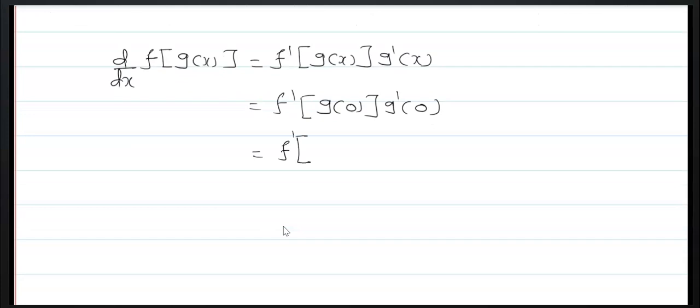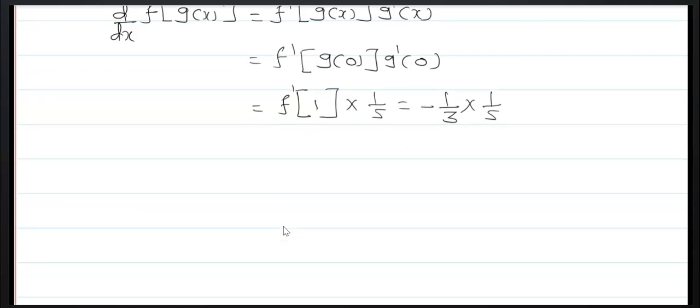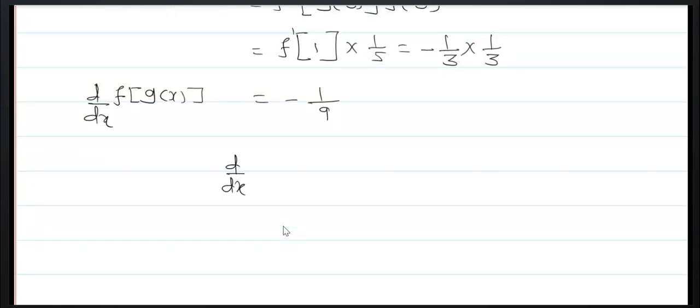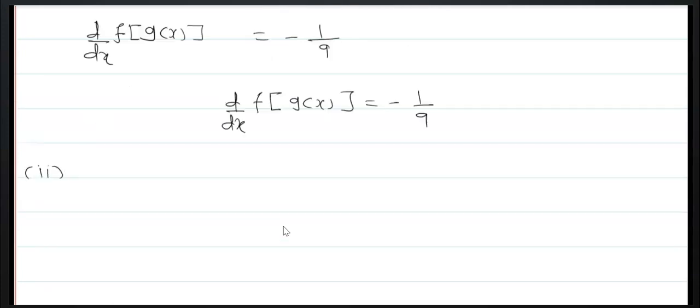Now we want to find this at x equals 0. f dash of g of 0. What is the value of g of 0? It is 1. And g dash of 0 is 1 upon 3. Therefore, d/dx of that is equal to minus 1 upon 9.